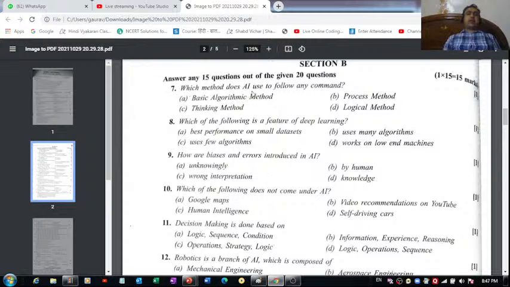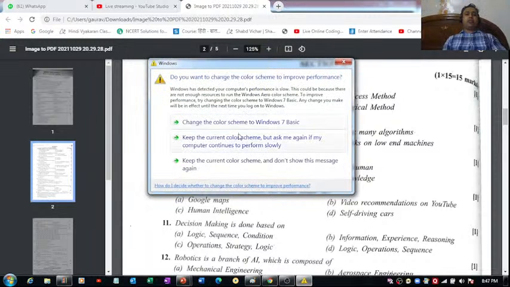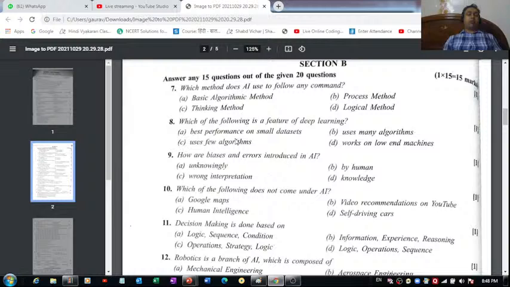Which method does AI use to follow any command? Out of these 4 methods, which one does AI use to follow any command? It's very simple. Is it basic algorithmic method, process method, thinking method, or logical method? Of course, if you have to design an AI model, you will have to use algorithms, right?